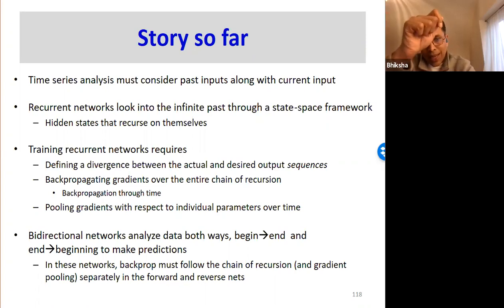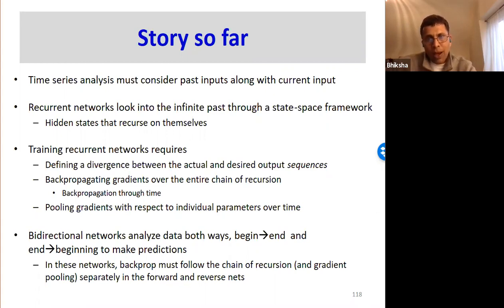Bidirectional networks analyze data both ways, from the beginning to the end and from the end to the beginning, to make predictions. In these networks, backpropagation must follow the chain of recursion and gradient pooling separately in the forward and reverse nets. For the forward net, backpropagation must go from the end of time to the beginning. For the backward net, the backpropagation must go from the beginning of time to the end. But otherwise, all other rules remain the same.